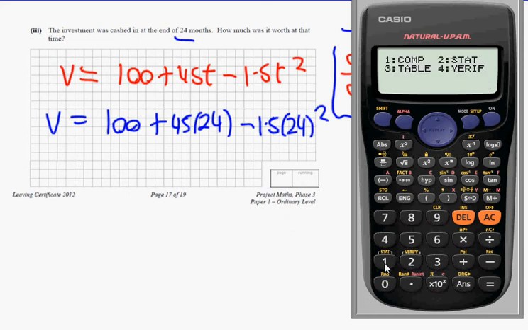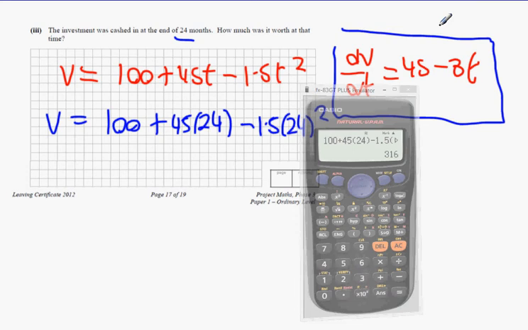I need to change mode to regular mode. 316. How much? 316. Say that sounds about right. Minus 1.5 times 24 squared. And 316 euro is what it's worth.